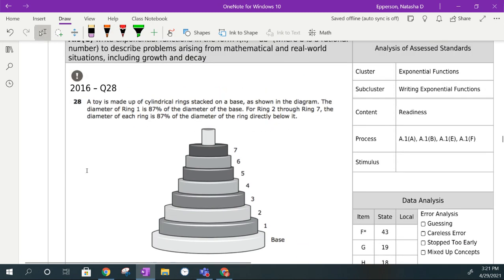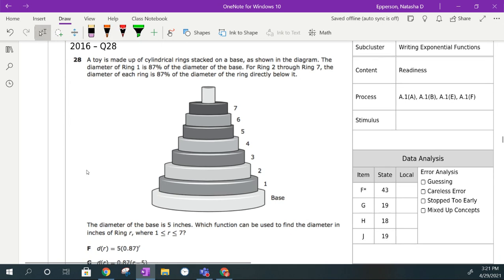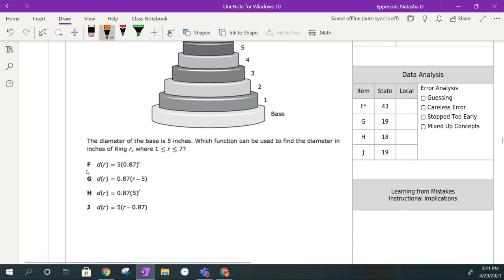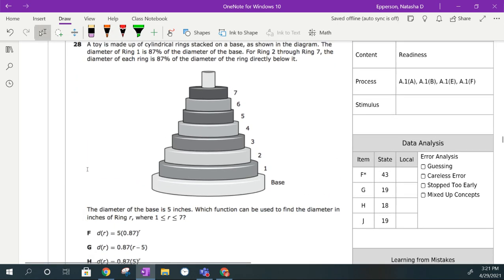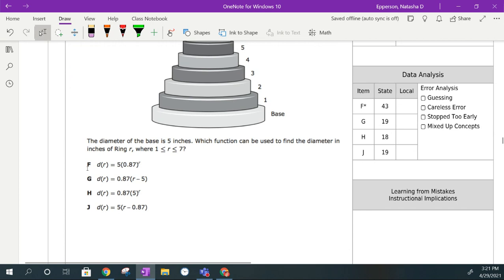All right, a toy is made up of cylindrical stacks, shown in the diagram. Now, the diameter of ring 1 is 87% of the diameter of the base. For rings 2 through 7, the diameter of each base is 87%. So as we're going from our base up, the diameter is getting smaller. Now I can eliminate G and J because they are not in, well, hold on, let me take that back.